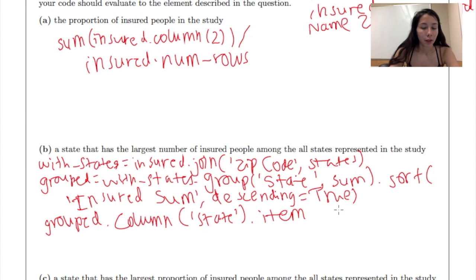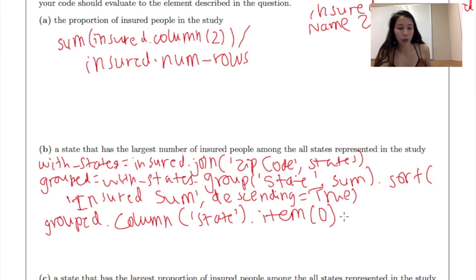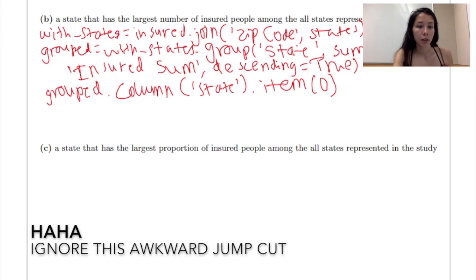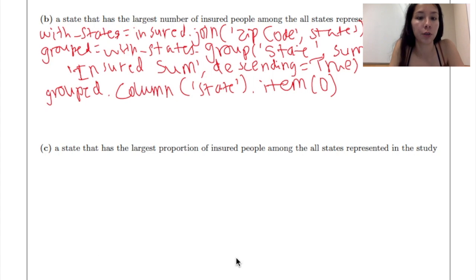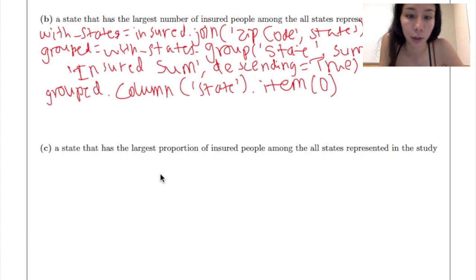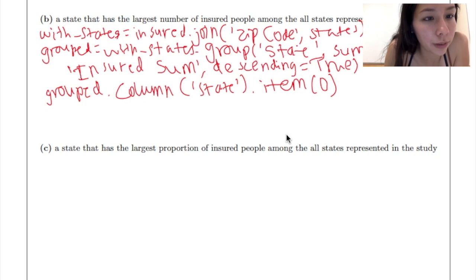Alright, and now we've gotten to part C, which is a state that has the largest proportion of insured people among all the states represented in the study. So this is really similar to the one that we just did, but we want to be looking at proportion instead of just the number. So we want to do something very similar to what we just did.